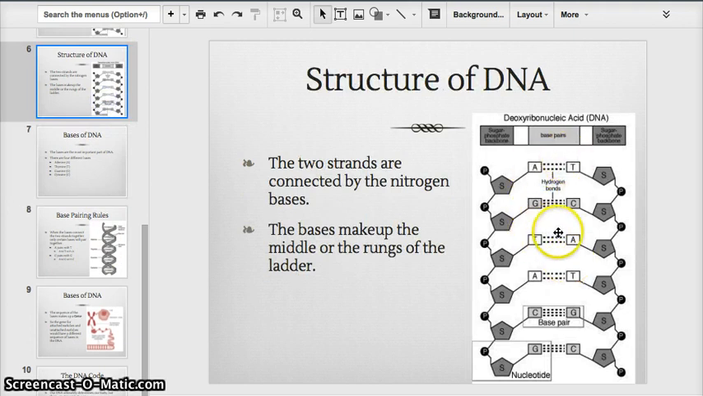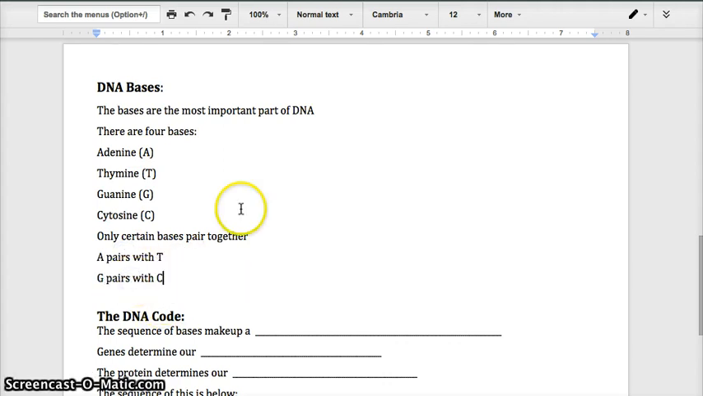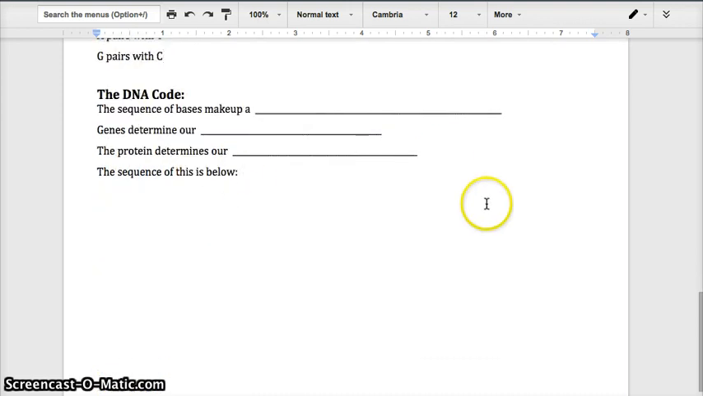A always pairs with T. So wherever there's an A, there's always going to be a T. Wherever there's a C, it always pairs with a G. You can remember that by A and T spell "at," and G and C don't spell anything. Or you can also remember A and T have straight lines, G and C are curved. So A always pairs with T, and G always pairs with C. Alright, so that's going to be very important.